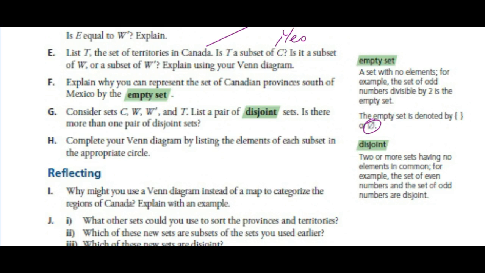Consider sets C, W, W prime, and T. List a pair of disjoint sets. Disjoint: two or more sets having no elements in common. For example, the set of even numbers and the set of odd numbers are disjoint. Okay, so if we're talking about C, W, W prime, and T, what are a pair of disjoint sets?